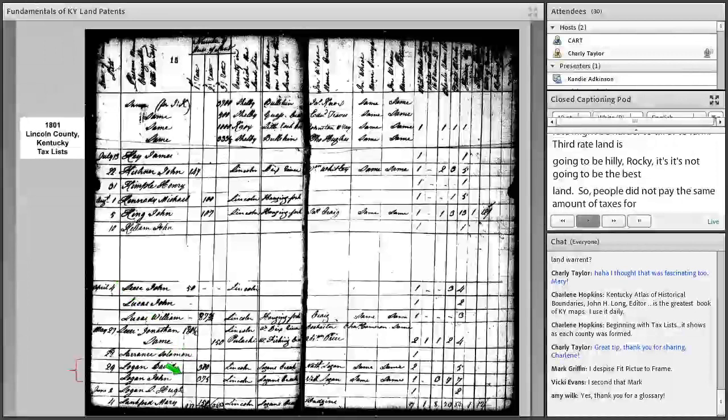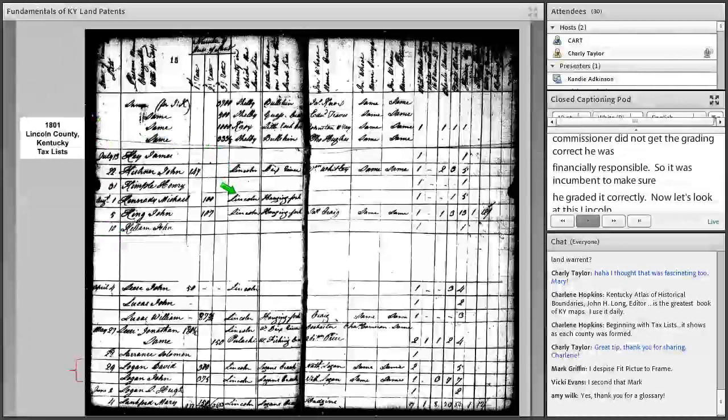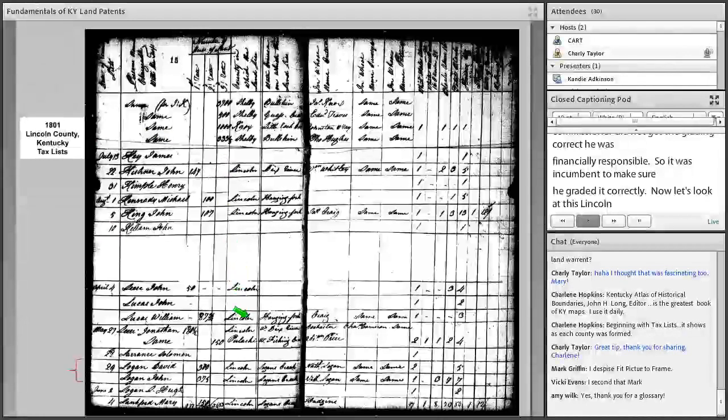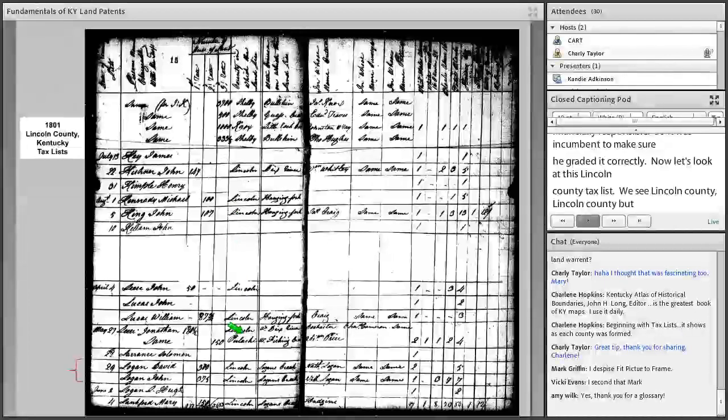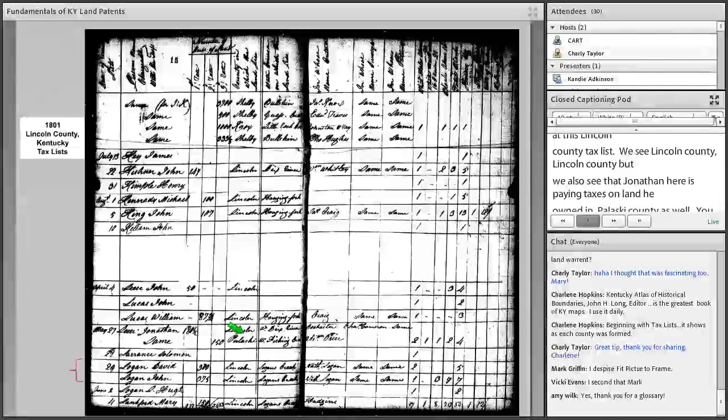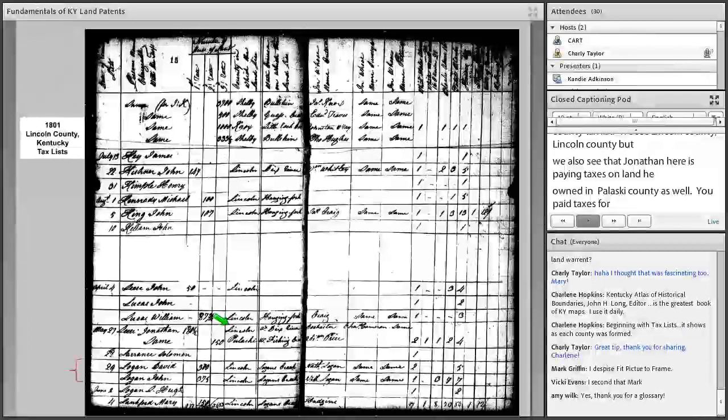That is what the grading system was all about. And if the tax commissioner did not get the grading correct, he was financially responsible. So it was incumbent upon him to make sure he graded it correctly. Now let's look at this Lincoln County tax list. We see Lincoln County, Lincoln County, Lincoln County, but we also see that Jonathan here is paying taxes on land he owned in Pulaski County as well. You paid taxes for lands that you own throughout the state. You paid those taxes from your home county.